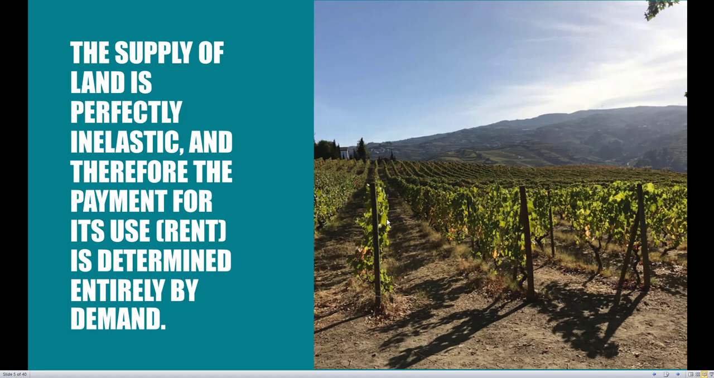So the supply of land is perfectly inelastic, and therefore, if we want to figure out how much we want to use for land, it's going to be entirely determined by the demand side of the market. So increases and decreases in demand are going to be the sole determinant of exactly how much land is going to cost, i.e. its rent.